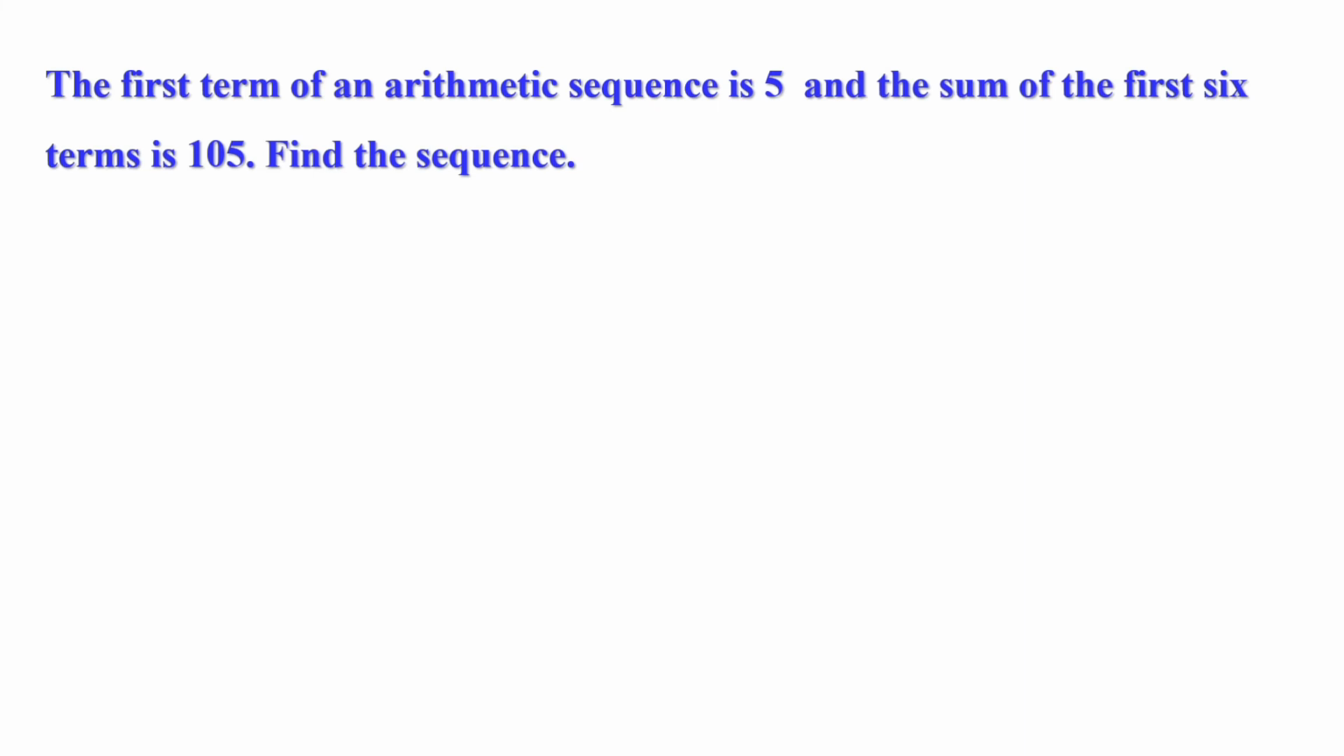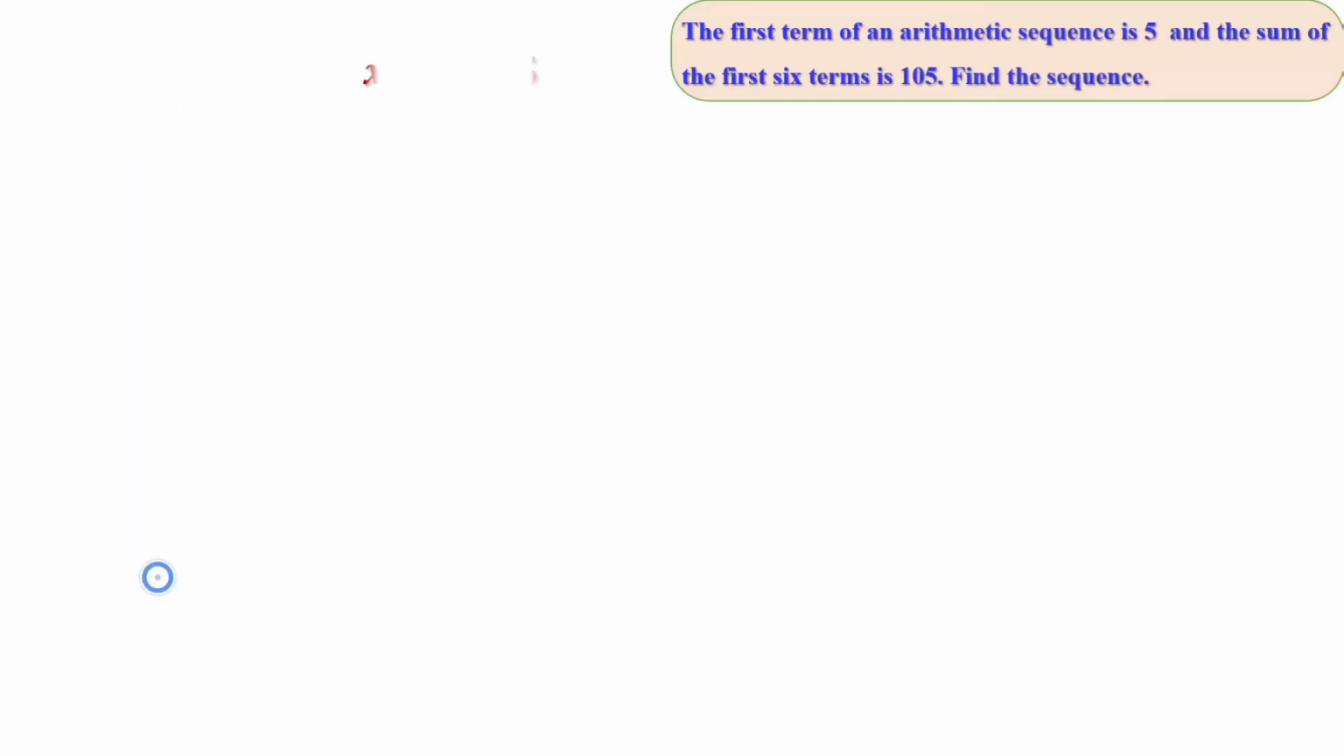Now let us take an example. The first term of an arithmetic sequence is 5 and the sum of the first 6 terms is 105. Find the sequence. Given that the first term is 5 and sum of the first 6 terms equal to 105.